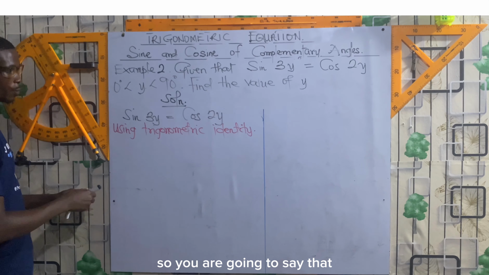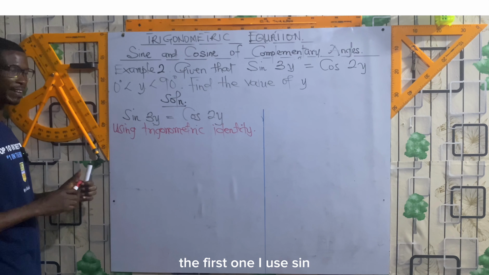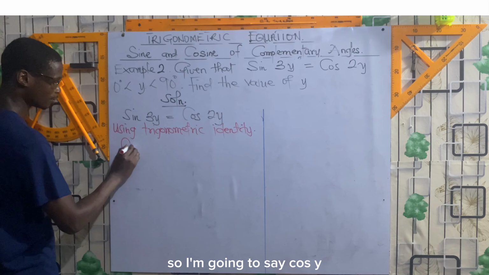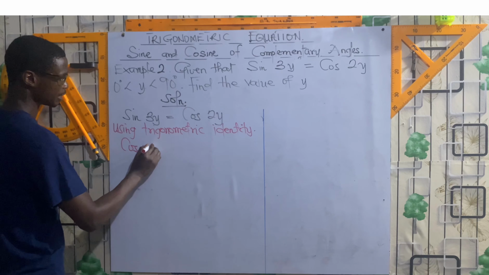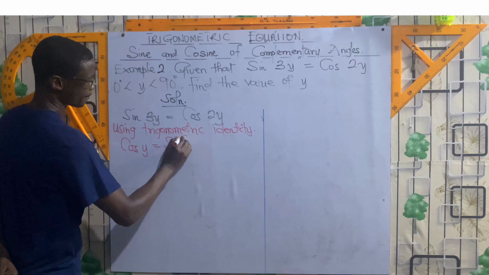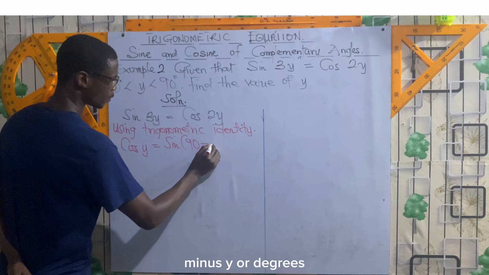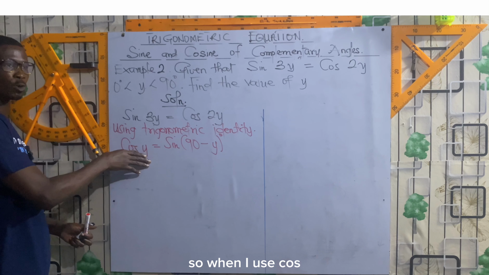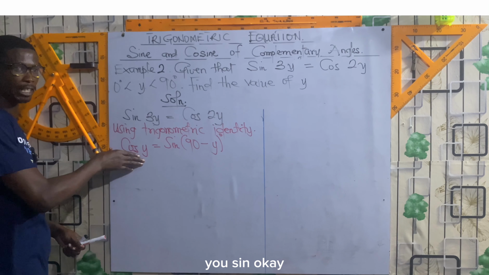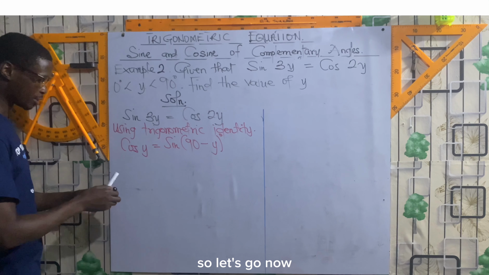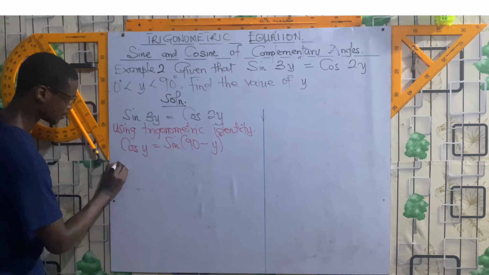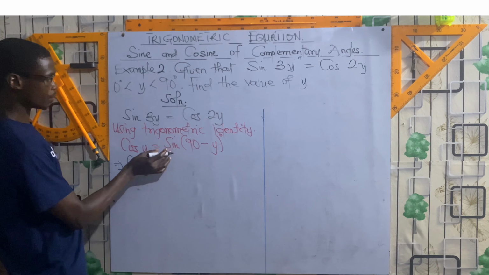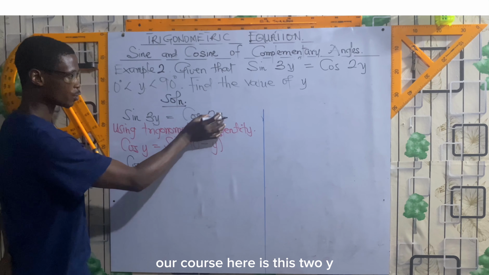Which identity am I using? The first time I used sine. This time I'm going to use cos. So I'm going to say cos y is equal to sine (90 degrees minus y). When you are trying the second method, you can use sine, and we will arrive at the same answer. So let's go. What I'm going to do here is have cos y equal to, wherever I have cos here, our cos here is this 2y. So I'm going to say what?